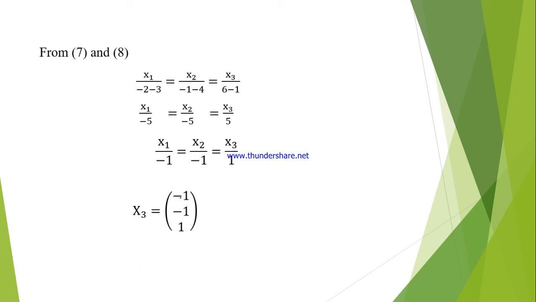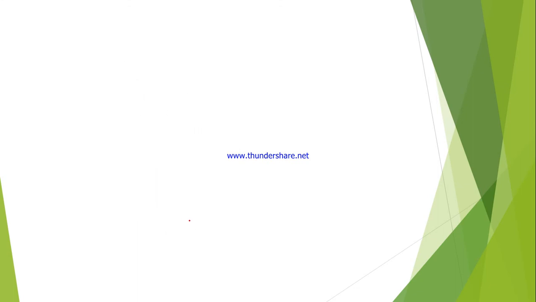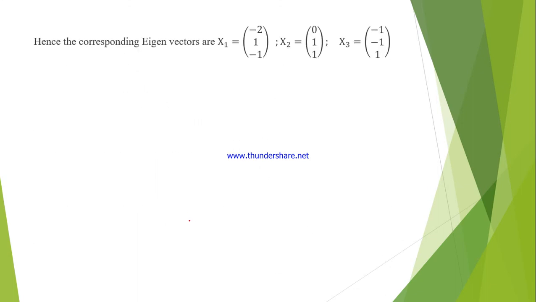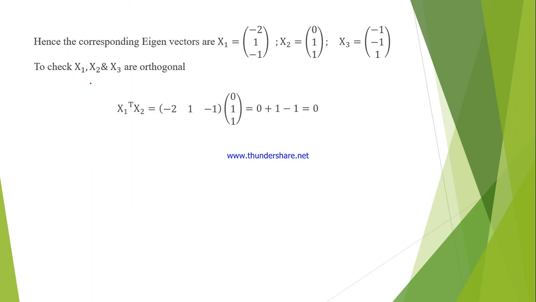Capital X3 equal to minus 1, minus 1, 1. Hence, the corresponding eigenvectors are this X1, X2, X3. Next, we have to check for orthogonality. For this, we have to find X1 transpose and X2. We have to multiply this X1 transpose. Transpose means we have to change the column into row and row into column. It is a column matrix, so we have to change it into a row matrix.